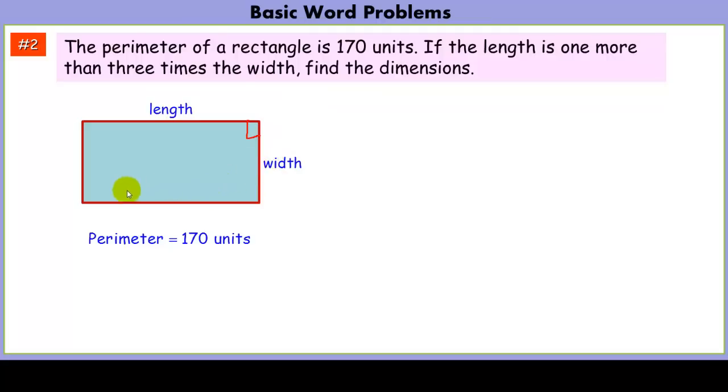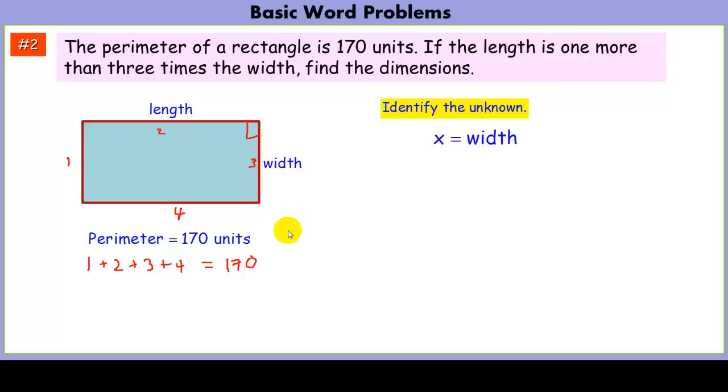Perimeter is 170 units. Remember, that's just adding up the 4 sides. If you need to, heck, if you need to label the 4 sides and go side 1, side 2, side 3, and side 4 are going to add up to 170, that's okay. Because now we identify the unknown.